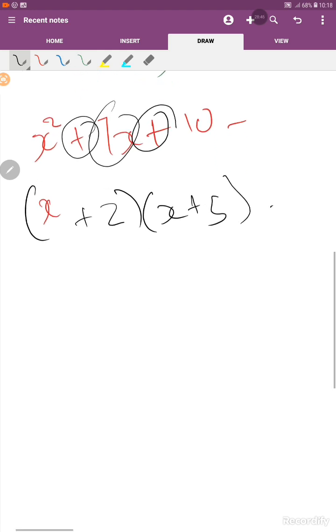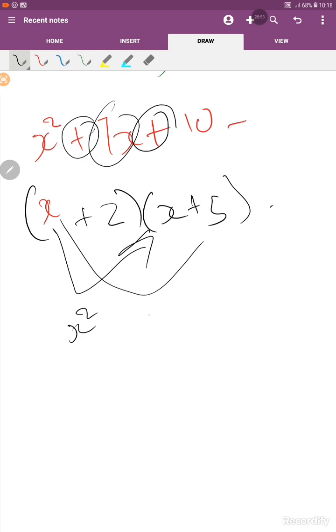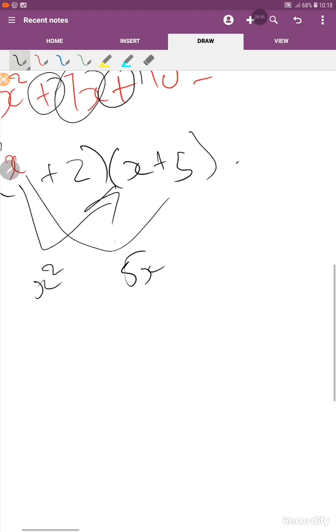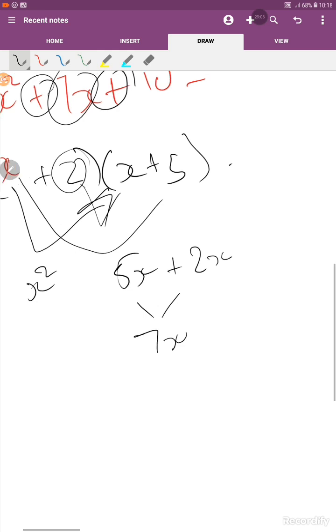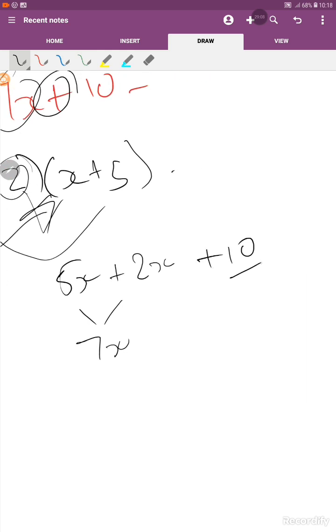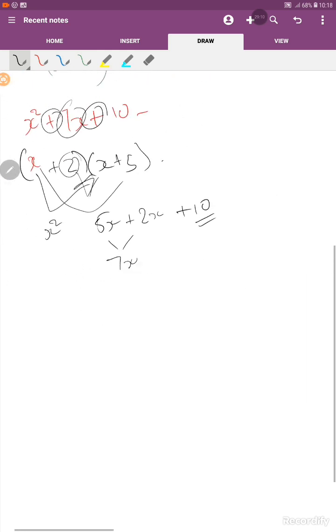This is the last one. Then when you multiply that by that, just to prove, it's going to give you x squared, and x times 5 is going to give you 5x. Then when you multiply 2 by x, it's going to give you 2x, which makes 7x. When you multiply 2 by 5, it's going to give you 10, which is the constant number. That means the final answer is x squared plus 7x plus 10. Then we have the original equation.